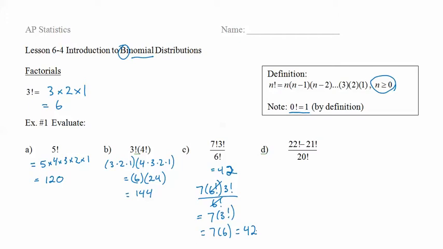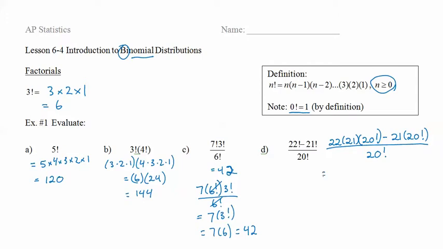So we try the same thing with D. 22 factorial minus 21 factorial divided by 20 factorial. So if I can draw out a 20 factorial from both of my parts of my numerator, then I'll be able to cancel. So here we get 22 times 21 times 20 factorial. In other words, we're going to continue on down all the way to multiplying down to 1. And then 21 factorial is the same as 21 times 20 factorial. And we'll divide by 20 factorial.